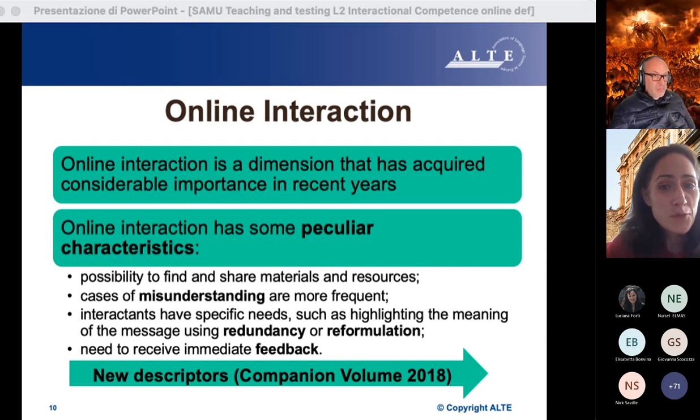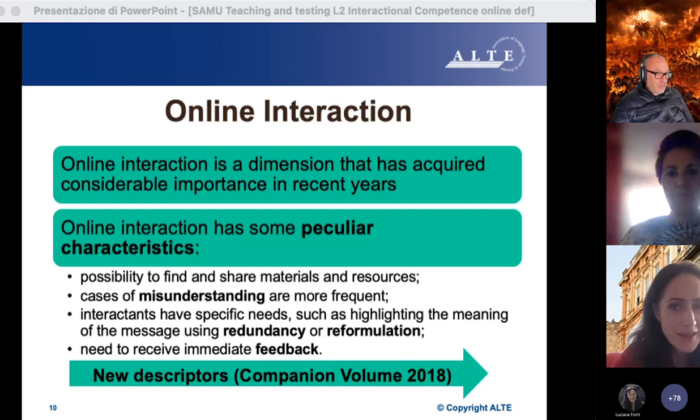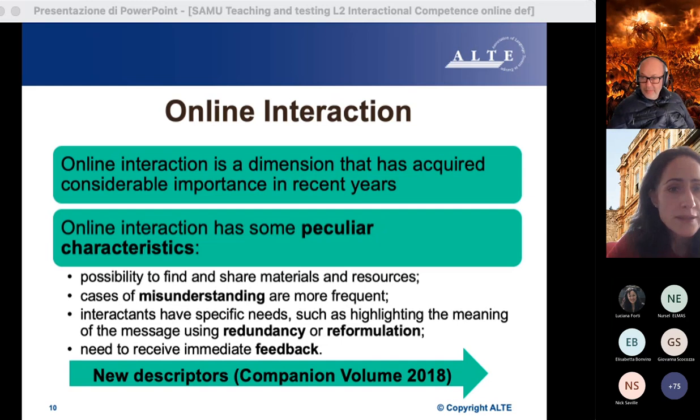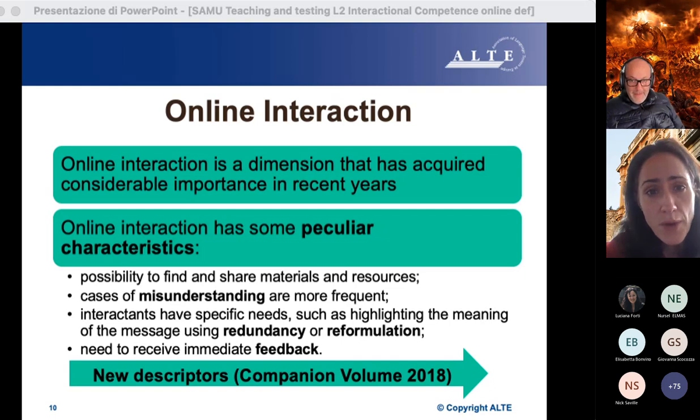But things might get even more complicated because besides the typical context of face-to-face interaction, we also need to consider online interaction. Online interaction is a dimension that has acquired considerable importance in recent years, as evidenced by the position that this concept occupies in the complementary volume to the Common European Framework.